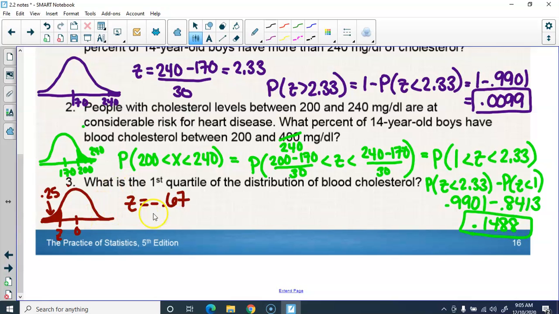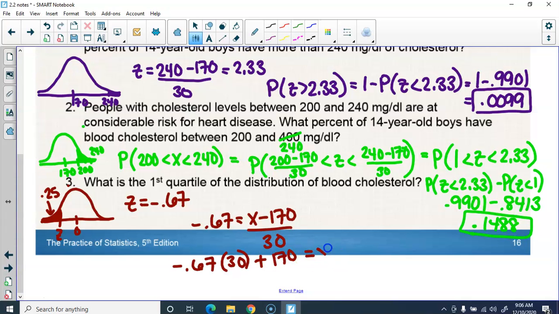But I don't want to know what the z is. I want to know what the cholesterol is. So keep in mind that our formula for z is z equals x minus mean over sigma. I just have to solve this for x. So multiply the z-score by the standard deviation and add the mean. We're going to get 168 milligrams per deciliter.